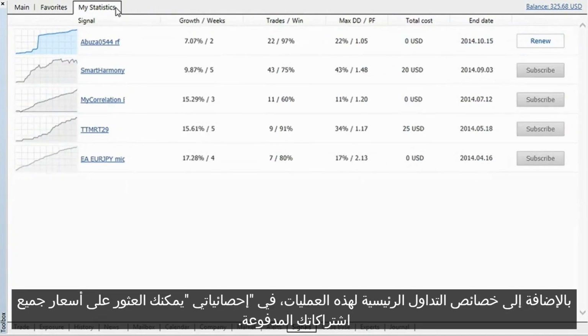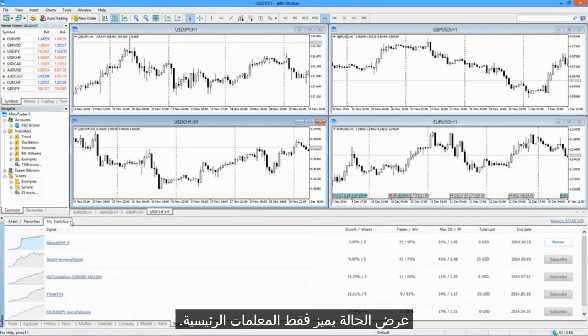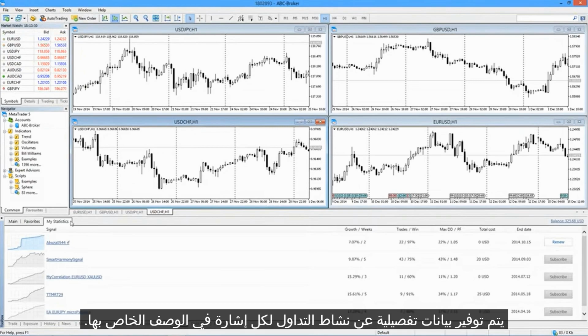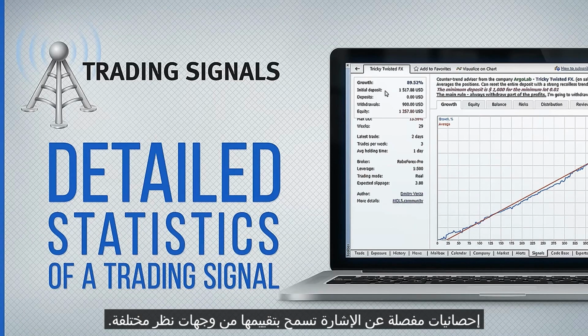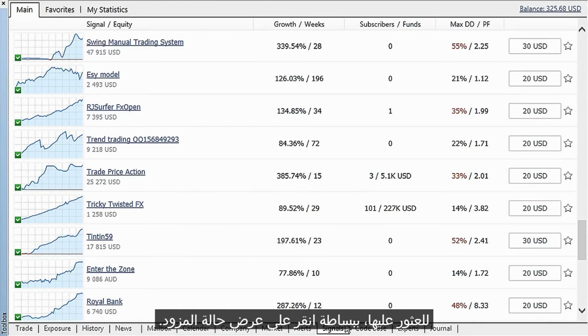In addition to the main trading characteristics of these operations, in My Statistics you can find the price of all your paid subscriptions. The showcase features only the main parameters. Detailed data on the trading activity of every signal are provided in its description. Detailed statistics on a signal allow assessing it from different perspectives. To find it, simply click on the provider showcase.